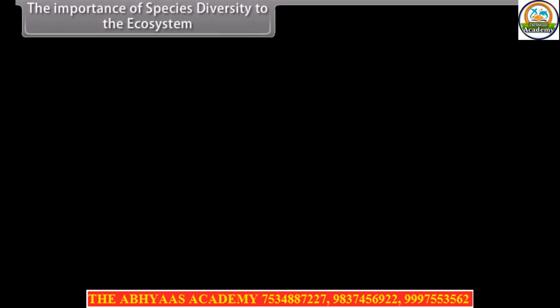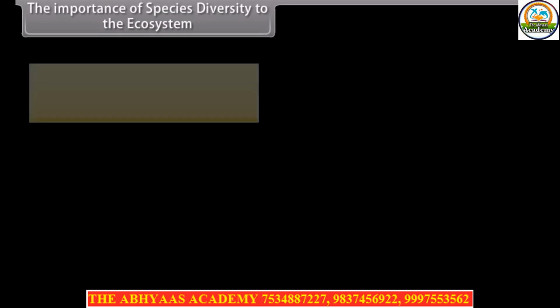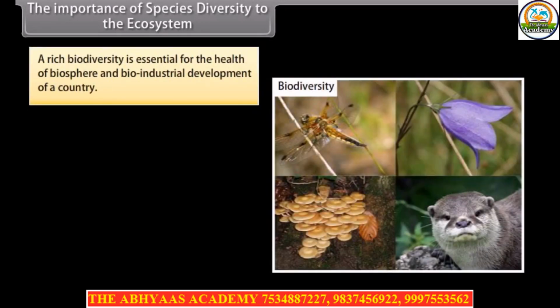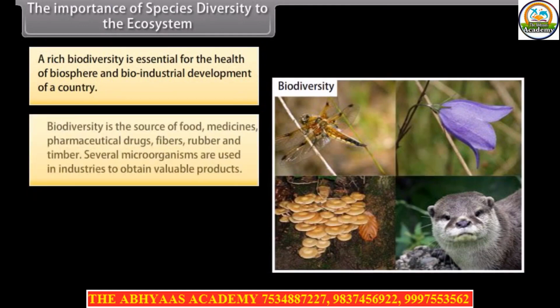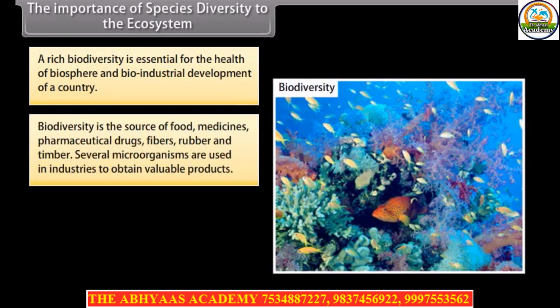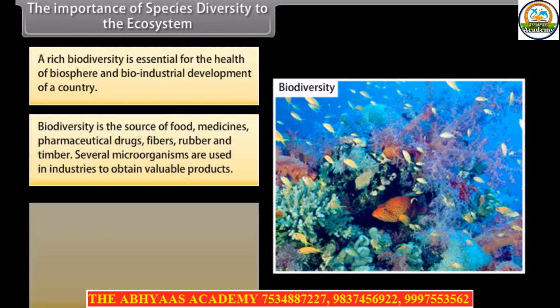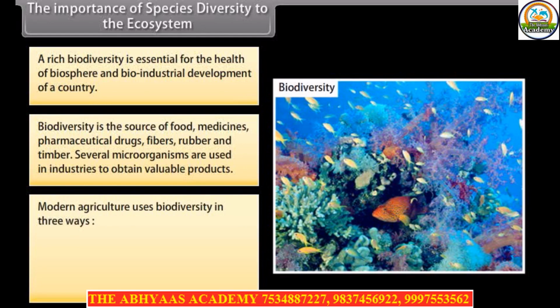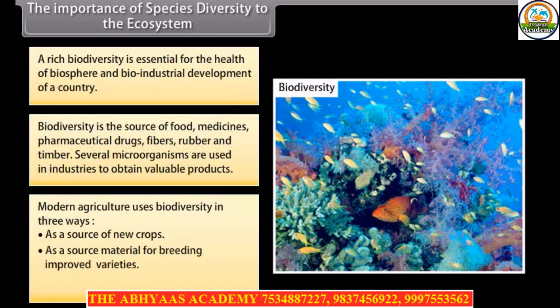The importance of species diversity to the ecosystem. A rich biodiversity is essential for the health of biosphere and bioindustrial development of a country. Biodiversity is the source of food, medicines, pharmaceutical drugs, fibers, rubber and timber. Several microorganisms are used in industries to obtain valuable products. Modern agriculture uses biodiversity in three ways: as a source of new crops, as a source material for breeding improved varieties, and as a source of new biodegradable pesticides.